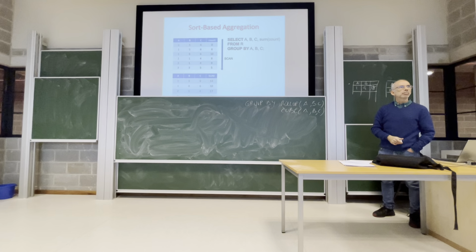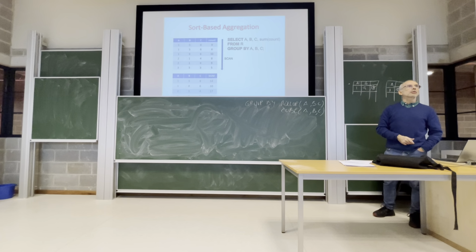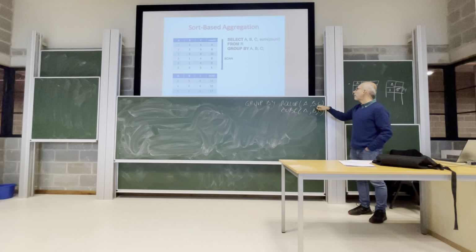Yes? I don't remember specifically, but I believe rollup has the total as well, besides the subtotal. Both have the total. The main overall total both have it. What is the difference between the two? Cube has all the combinations. Yes, cube has all the combinations, and rollup has only ABC, AB, A.